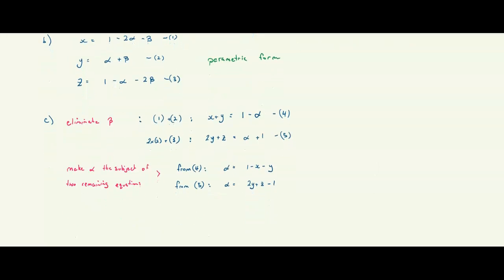Okay, so I can now take these 2 equations, and so therefore I have equation 6 equal to equation 7. I've got no parameters, so I've just got Cartesian coordinates left. So therefore 1 minus x minus y equals 2y plus z minus 1.